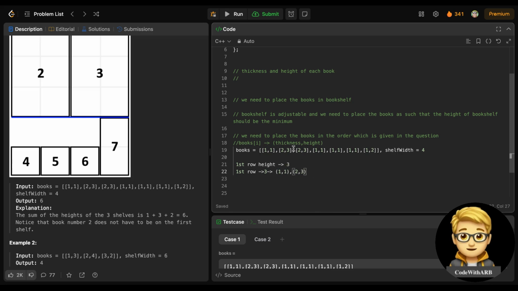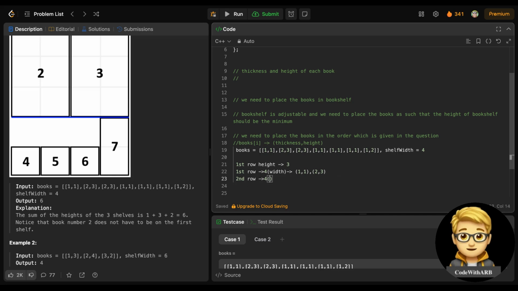Can we place the third book? So 1 plus 2 is 3, and the shelf width is 4. Adding the third book's thickness, 3 plus 2 will be 5, which is greater than the shelf width. So we can't place the third book here. What we need to do is place it in the second row.